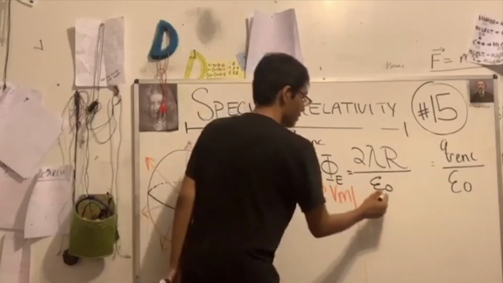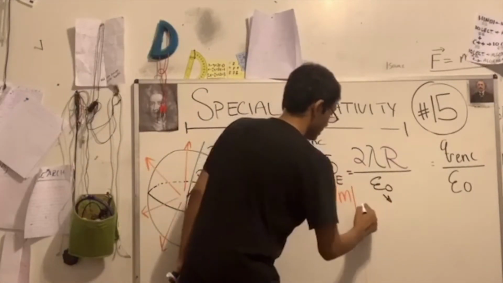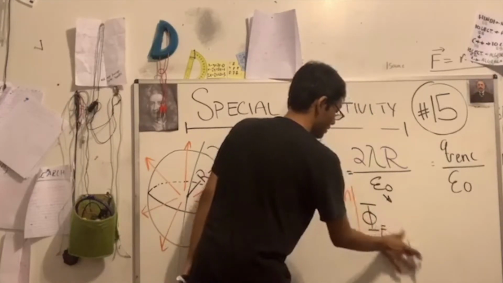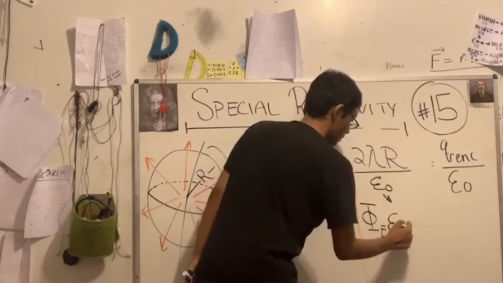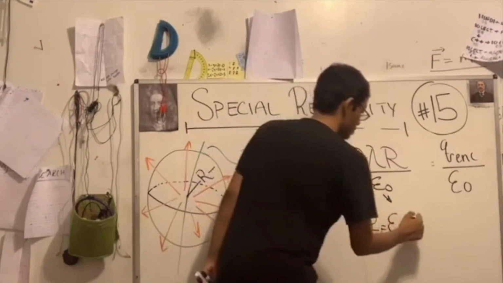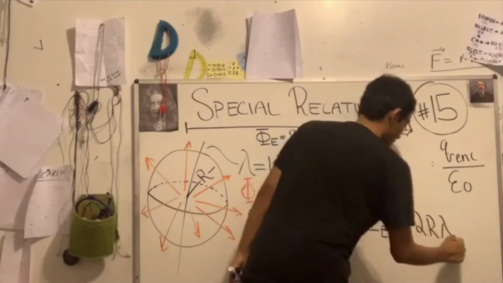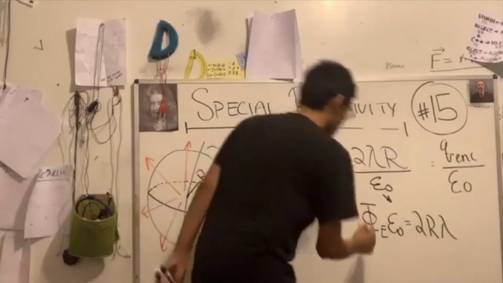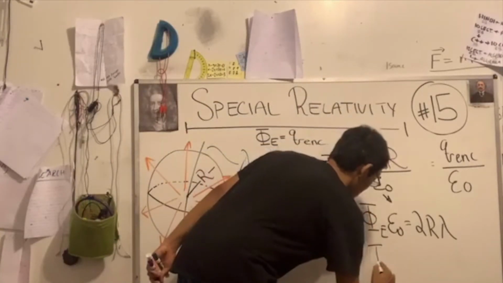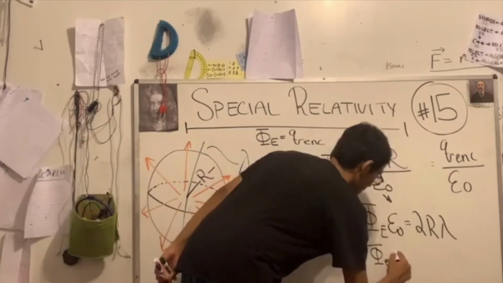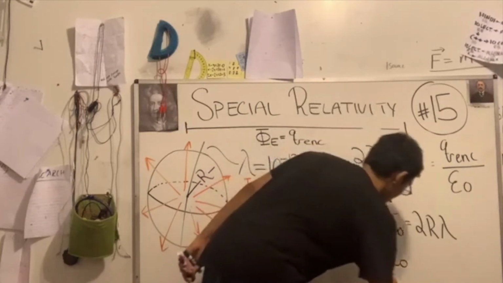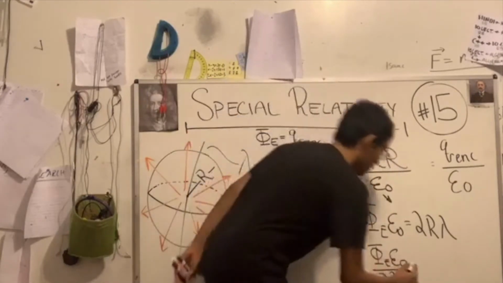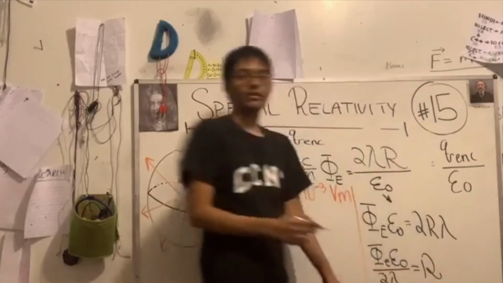So let's come over here and I'm going to get my electric permittivity times my net electric flux is going to be equal to 2 times the radius times lambda, my linear charge density. And of course I'm only interested in my radius, so my radius is going to be given by my electric flux times my permittivity of free space divided by 2 times my linear charge density, and all of that is just going to give me my radius.